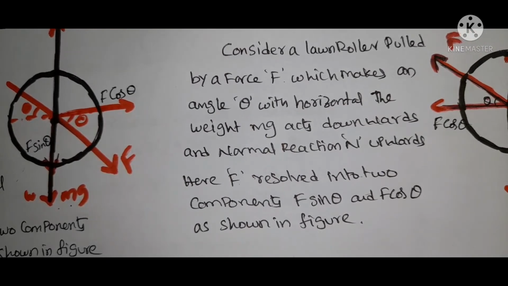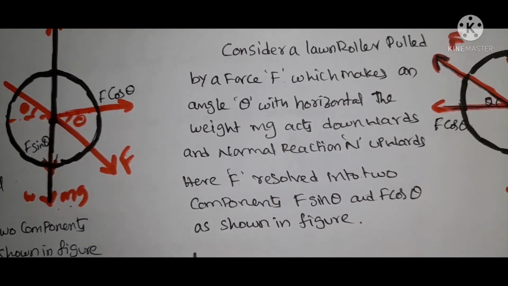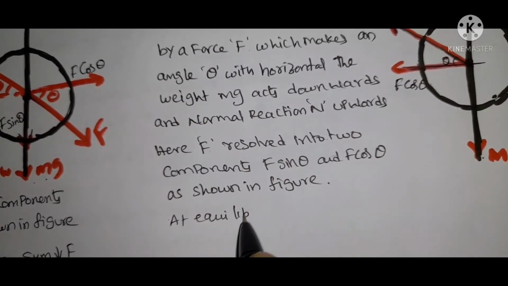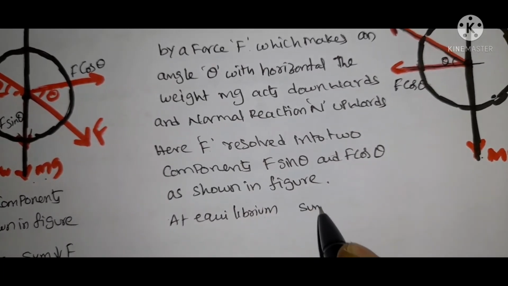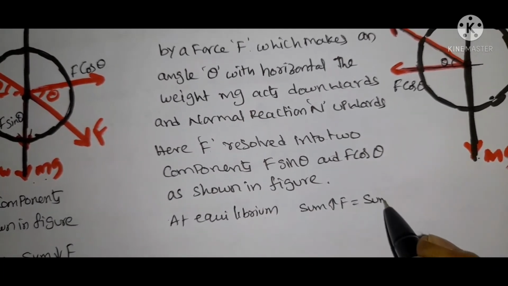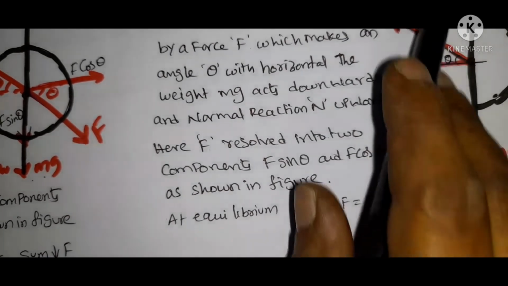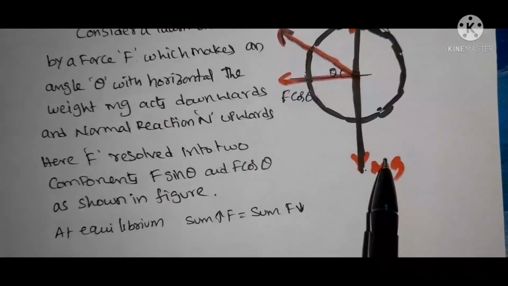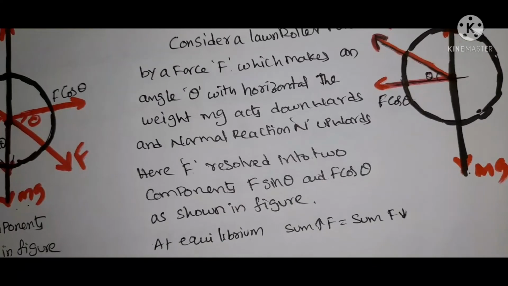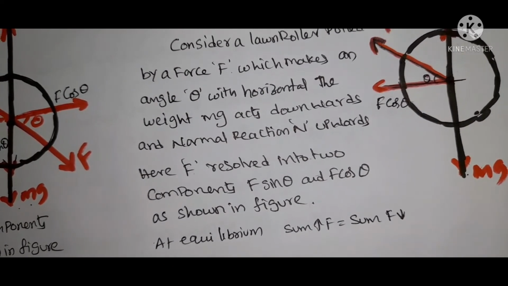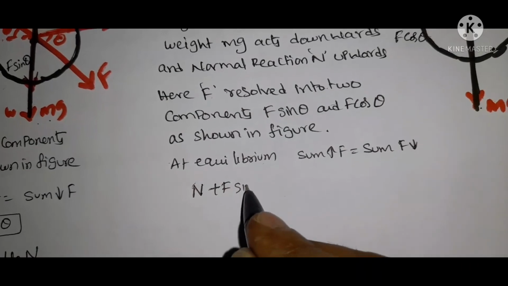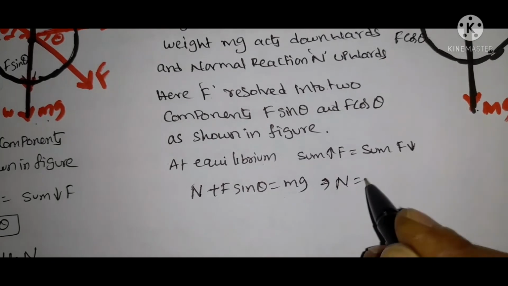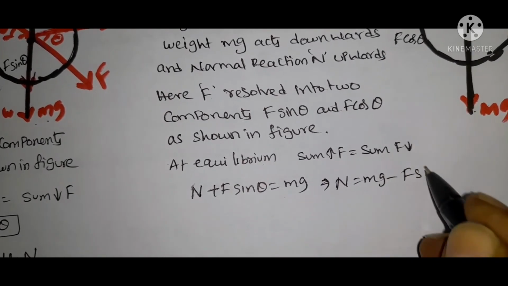Now again we use equilibrium: the sum of upward forces is equal to the sum of downward forces. The upward forces are the normal reaction and F sin theta. The downward force is mg only. So N plus F sin theta is equal to mg, or simply N is equal to mg minus F sin theta.